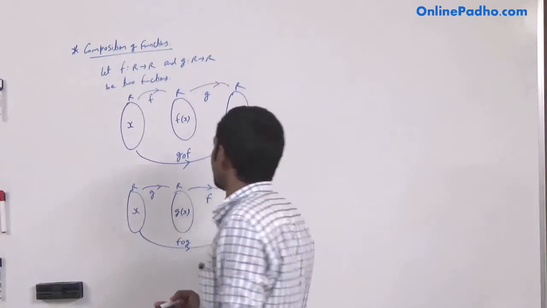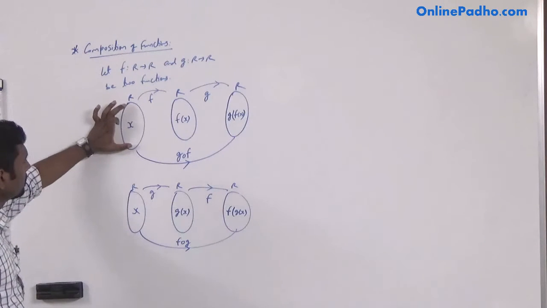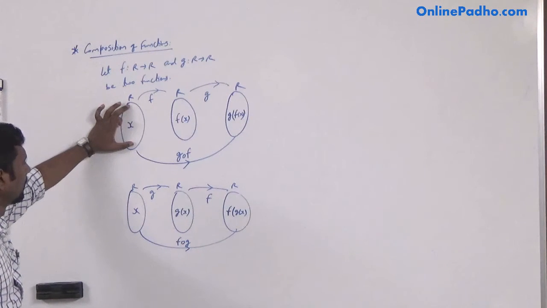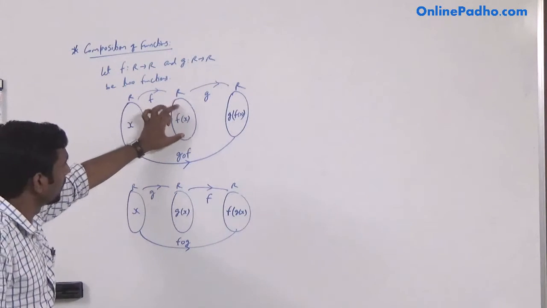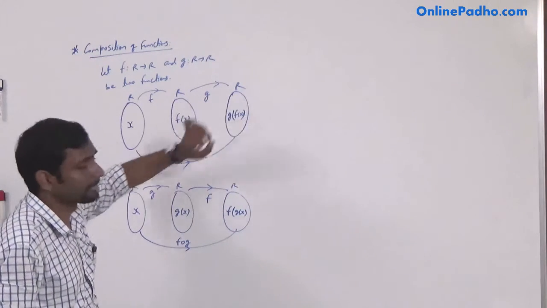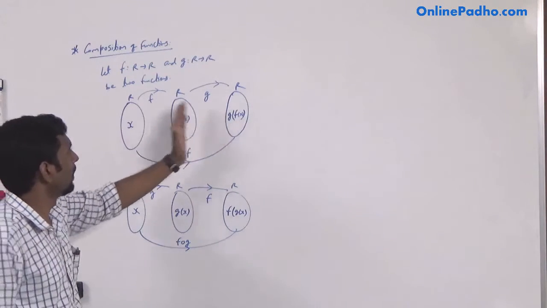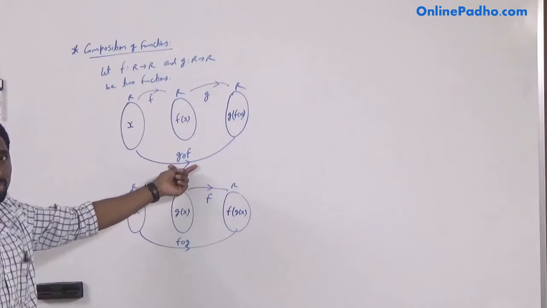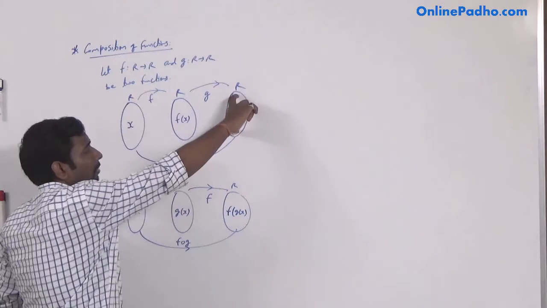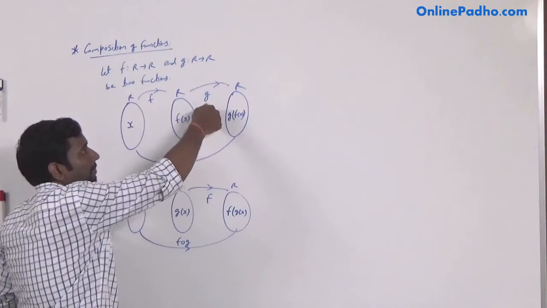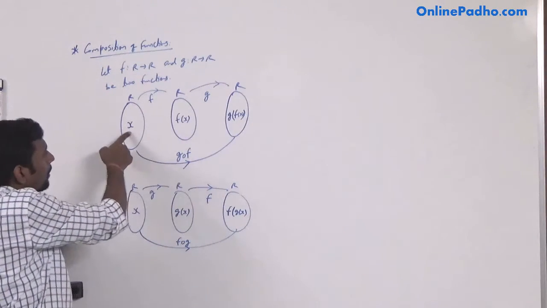How is it justified? Let us see. What is the definition of a function? For each and every element of the domain, there must be an image in the codomain. And for each and every element in this, there must be an image in this. So how can we relate the domain and range of f and g with the domain and range of g∘f? What is the range of g∘f? This one is the range of g∘f. This is also called the codomain of g. And what is the domain of g∘f? The domain of f.